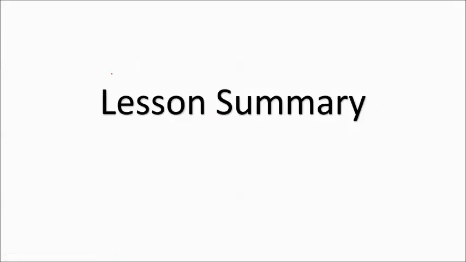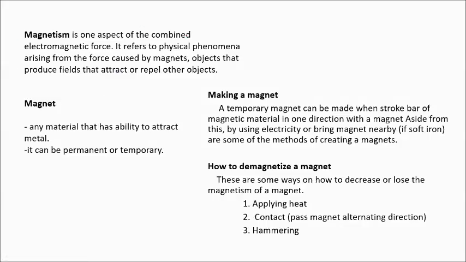Okay. So, for our lesson summary, magnetism is one aspect of combined electromagnetic force, refers to physical phenomena arising from the force caused by magnets, objects that produce fields that attract or repel other objects. And magnet is any material that has an ability to attract metal, could be a permanent magnet or a temporary magnet. To make a temporary magnet, it can be made when we stroke a bar of magnetic material in one direction with a magnet. Aside from that, using electricity. How to demagnetize? Apply heat or passing a magnet in alternating direction in contact, no? And third, by hammering.